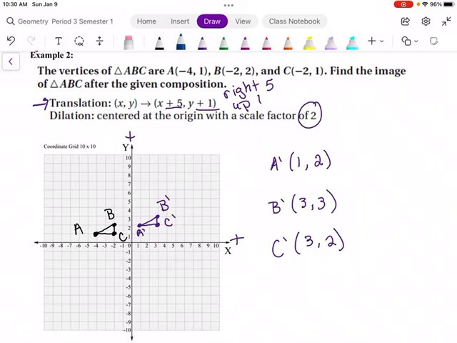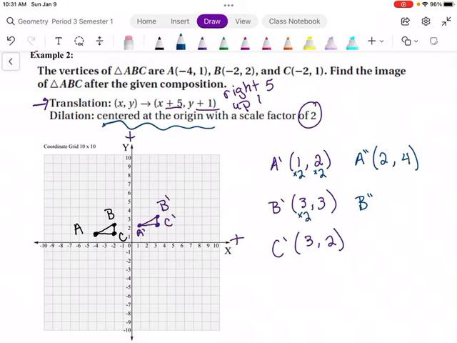So what we're going to do with those is dilate this with a scale factor of 2, which means that we're making our image 2 times as large. And we are centering this at the origin. So all we're going to do is multiply every coordinate point by 2. We are multiplying both the x and the y's by 2. So this is going to be 2, 4 for A double prime.